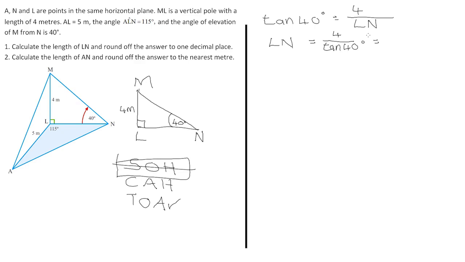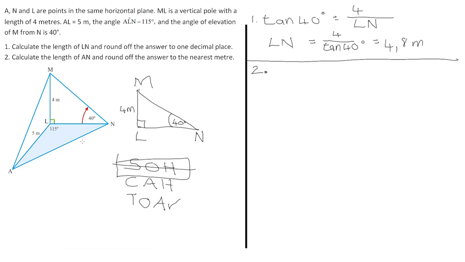And we have a nice answer of 4.8 meters. Take note, 1 decimal place. And that is the answer for number 1. Let's look at question number 2. Question number 2 is, we need to find the length of AN.